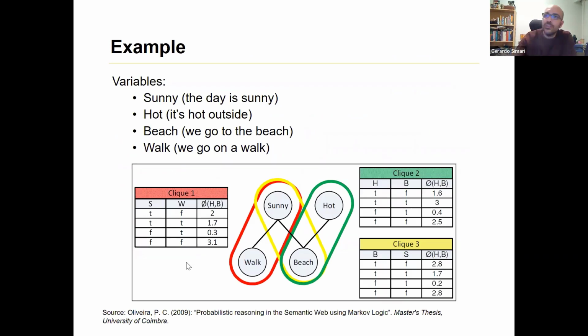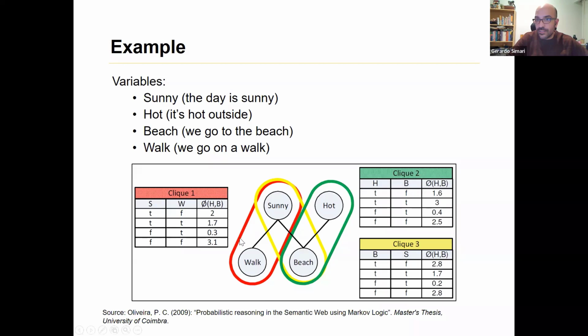So, example. We have, again, Boolean variables for the day is sunny, it's hot outside, we go to the beach, and we go on a walk. And here in colors, we see the cliques. So in this case, they're pretty simple. They're only two variables per clique, but you can see that they're linked together. So there is some interesting stuff going on. So the potential functions have to encode somehow, and this is one of the more cryptic aspects of this model, somehow encode what you want the setting to be, to have with respect to probability values.